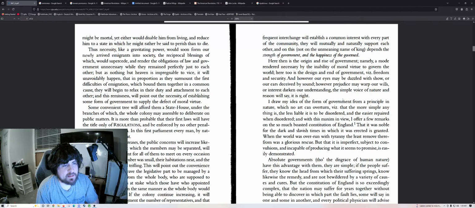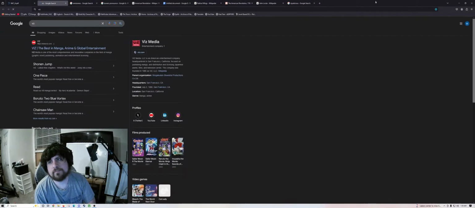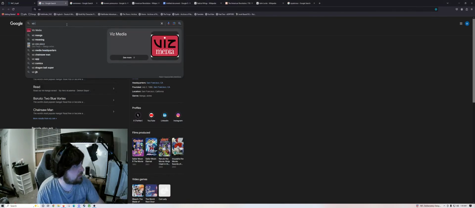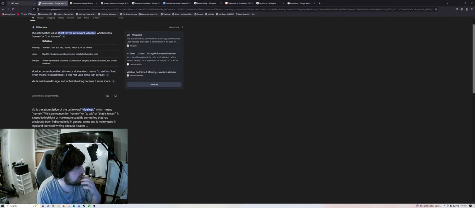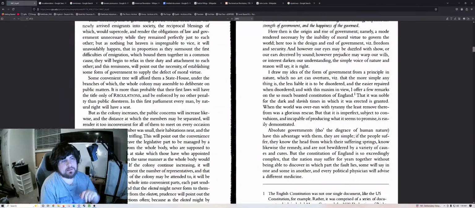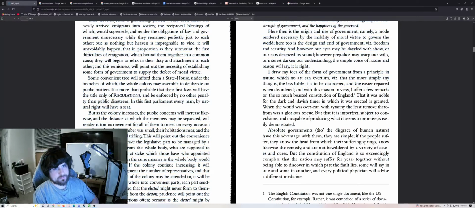Okay. I draw my idea of the form of government from a principle in nature which no art can overturn, viz. I don't understand what this abbreviation is. Viz. That is to say. Okay. I draw my idea of the form of government from a principle in nature which no art can overturn, that is to say, that the more simple anything is, the less liable it is to be disordered, and the easier repaired when disordered.